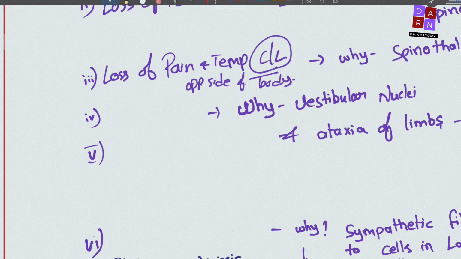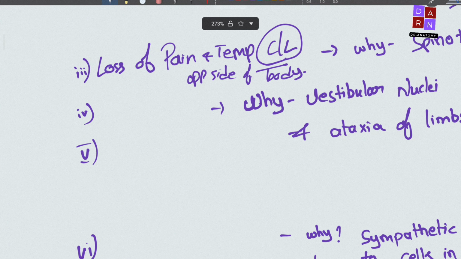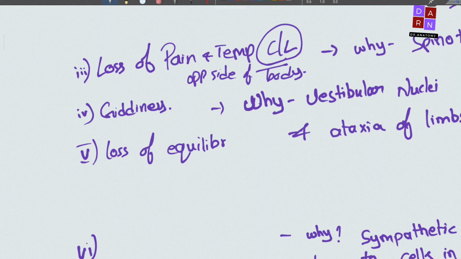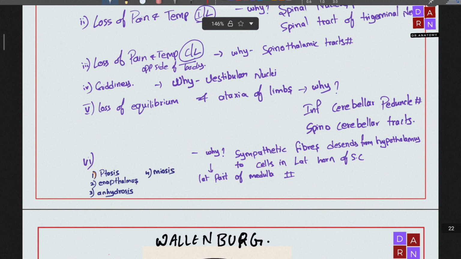I had discussed this in the anatomy. You will be having giddiness because of this, giddiness and loss of equilibrium, and ataxia of the limbs. Why? Inferior cerebellar peduncle is damaged and spinocerebellar tracts are damaged.